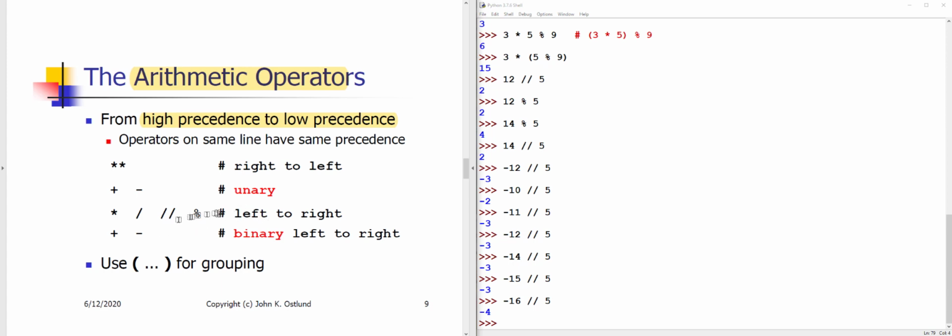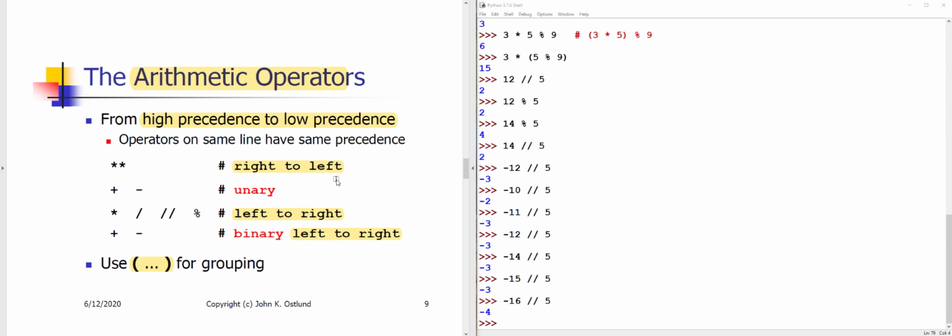Most of these binary operators, the exponentiation, multiplication, division, plus, minus, these are all binary operators. Most of these binary operators are associated from left to right. But exponentiation is the oddball here. Exponentiation associates from right to left. You can override the precedence or associativity of these operators in a complex arithmetic expression by using parentheses.